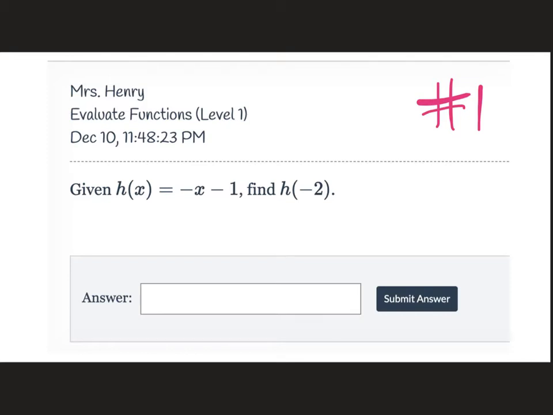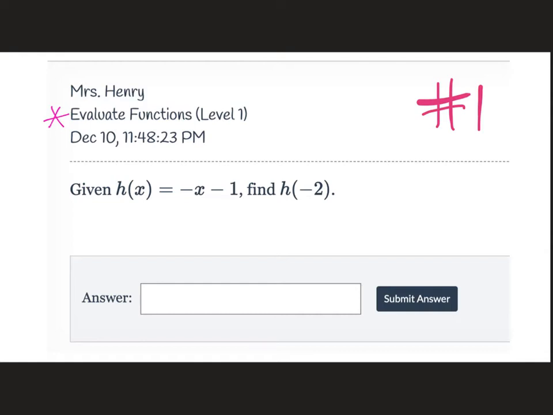But if you notice, I took these straight off Delta Math, so the title is actually up here for what quiz or what assignment it correlates with. So you can kind of pause the video as you need to and look at the certain examples that you need to. Okay, so this is evaluating functions, and it says specifically level 1.